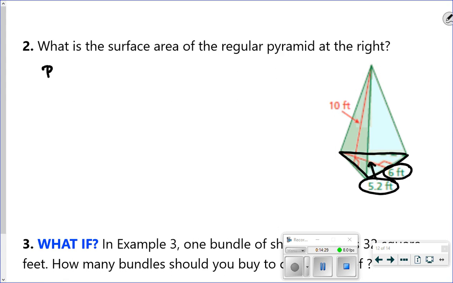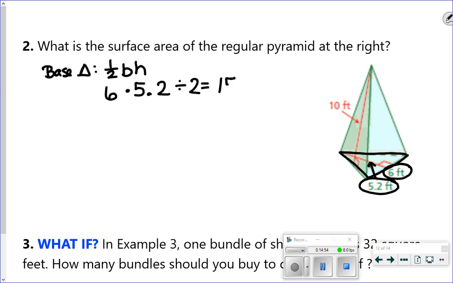Okay, so for my base triangle, remember the formula for a triangle, 1/2 base times height. So my base is 6. My height is 5 and 2/10. And then I have to take my answer and divide by 2 for that times 1/2 part. Okay, so when I multiply that out, I get 15 and 6/10. That's the area of my base triangle.